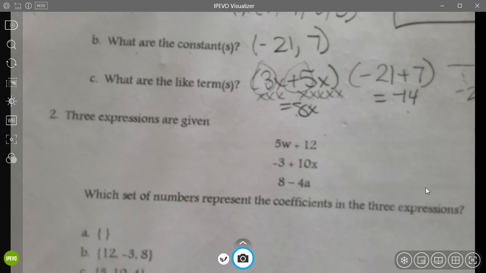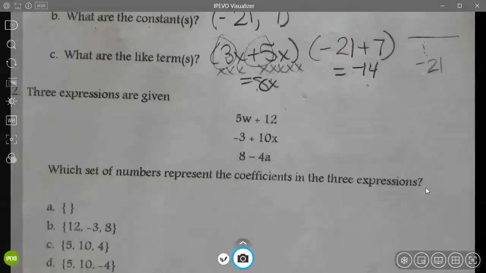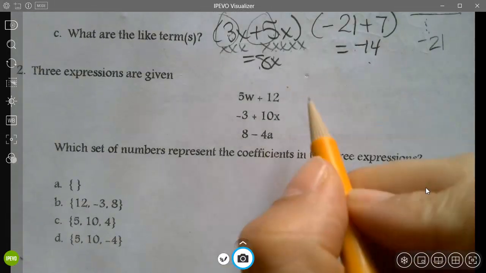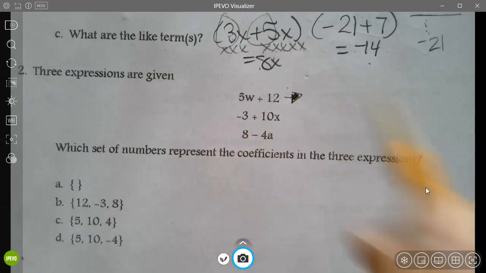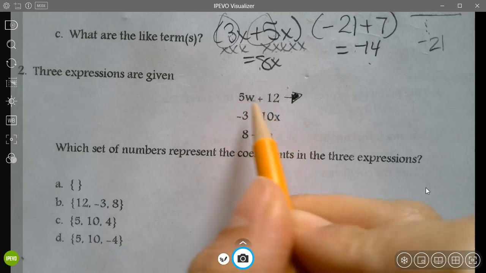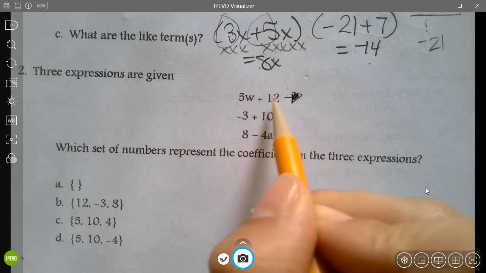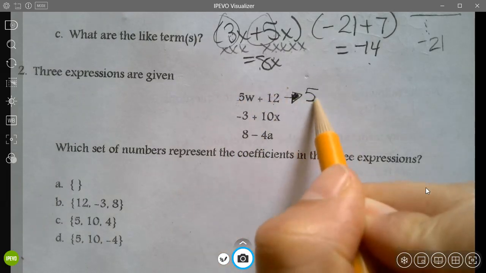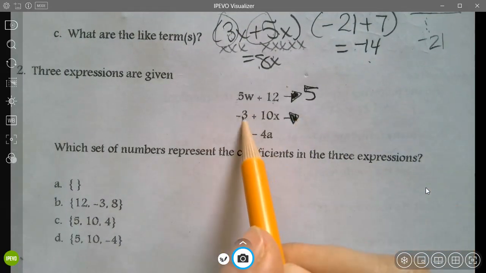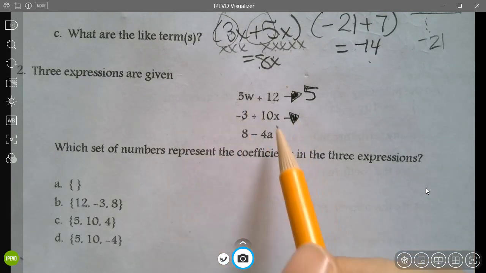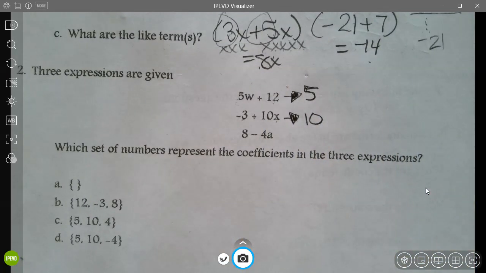3 expressions that are given. Which set of numbers represent the coefficients in the 3 expressions? Well, let's look. In this first expression, what is my coefficient? Well, coefficient only has a variable with it. This doesn't have a variable, so that's a constant, it's not a coefficient. 5 is my coefficient. Down here, this doesn't have a variable, so that's a constant, not a coefficient. This has a variable, so what number's with my variable? 10. That is my coefficient.